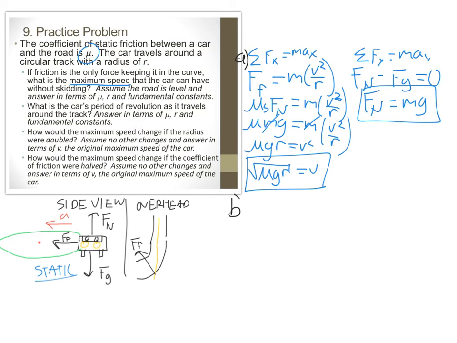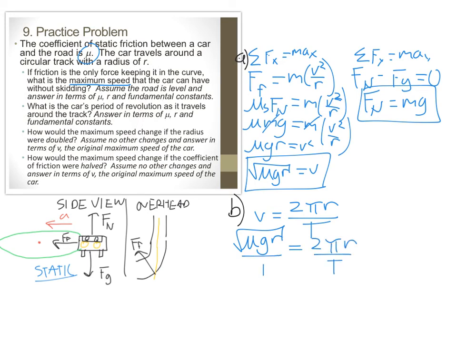Moving on to part B, we want to know what is the car's period of revolution in terms of the given variables. For that, I'm going to start with v equals 2 pi r over t. That's our setup for the velocity of an object moving in a circle. And I'm going to substitute in that velocity that I just found, square root of mu gr. That's going to be equal to 2 pi r over t.